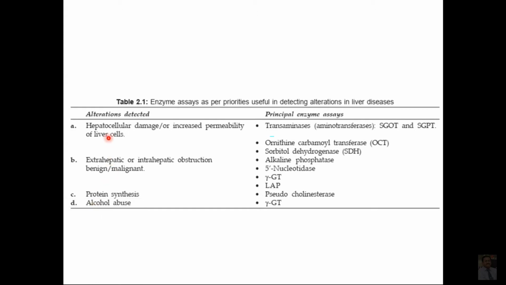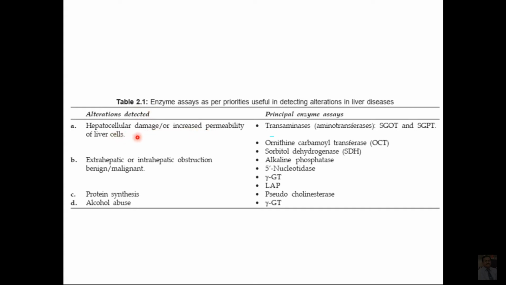This is hepatocellular damage or increased permeability of the liver cells. So these are the alterations detected, and the indicator enzymes are transaminases, and the old names are SGOT and SGPT. The new ones, you have to use only the new names, ALT and AST. And the next enzyme is ornithine carbamoyl transferase, and sorbitol dehydrogenase, and all these three enzymes are responsible for hepatocellular damage or increased permeability of liver cells.